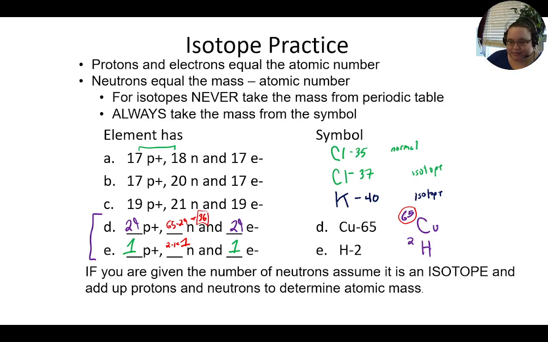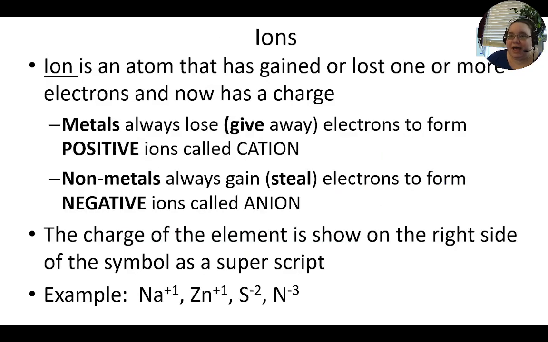So for our ions, like I said, an ion is an element that has gained or lost electrons. It's important to note that metals are going to always lose electrons. They're going to always give them away, and they're going to form what we call a cation. So that T kind of can help remind you that that cation has a positive charge. Our nonmetals always go out and steal electrons, and when they steal electrons, they form a negative ion that we call an anion. So a negative ion, you can use the name to help you remember that. Anions are a negative ion.